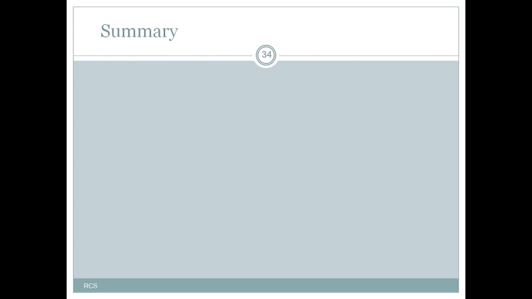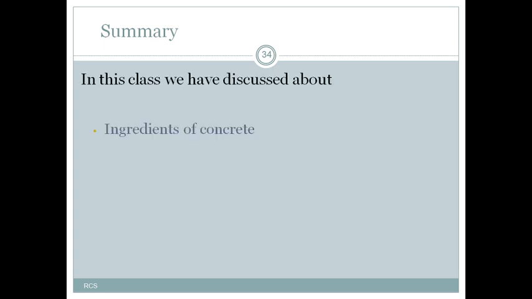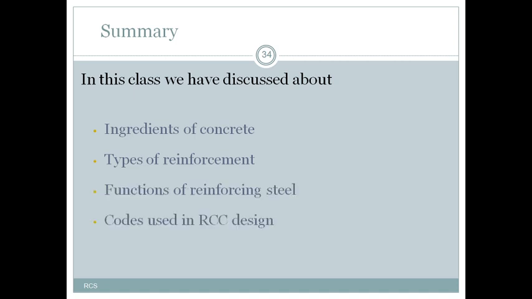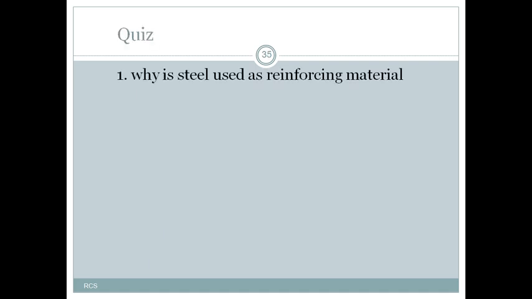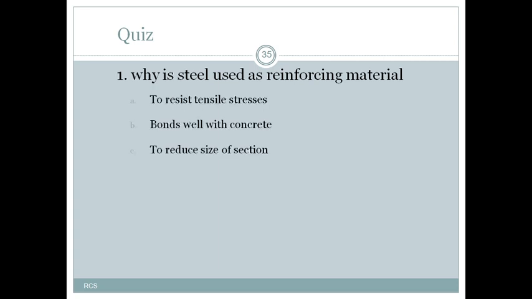Right. This is all about my presentation. In this presentation we have discussed various ingredients of concrete, types of steel reinforcement, functions of steel reinforcement, codes used in design, and loads to be considered while designing the RC elements. Here is a quiz. Let me discuss this quiz.